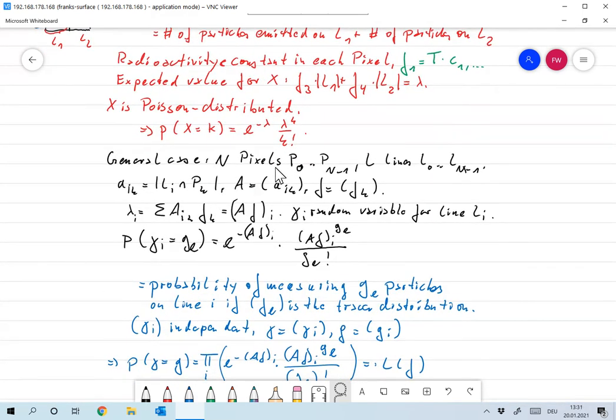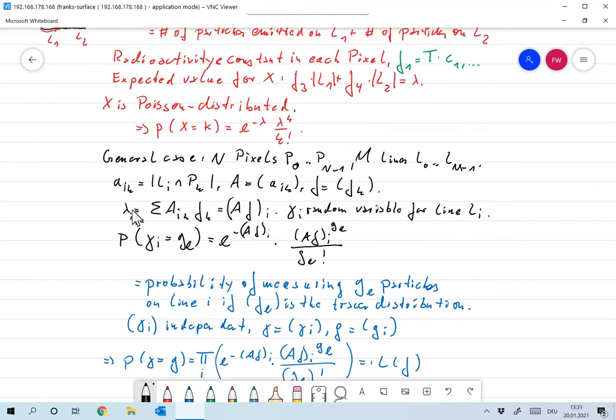Let's assume we have n pixels, p0 to pn minus 1, and we are measuring along m lines, l0 to lm minus 1. If I have that m over there, I should also give this an m. I think this is going to be different later anyway, but let's just make this correct. M lines from l0 to m minus 1.